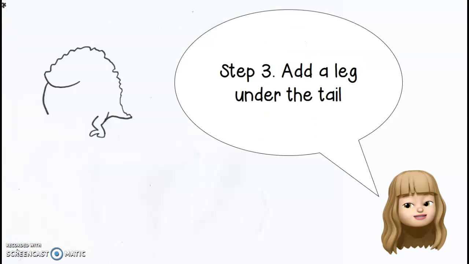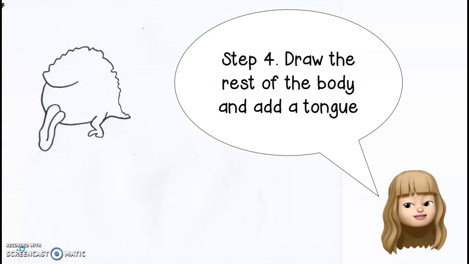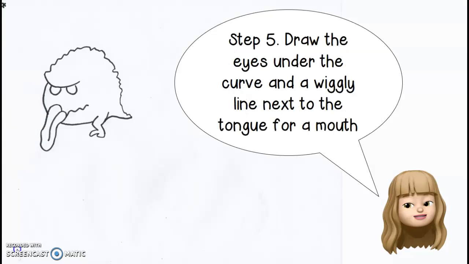Step 3 is to add a leg underneath that little bit that I said was going to be the tail. And step 4 is to draw the rest of the body and then add a tongue. I made kind of a long tongue.